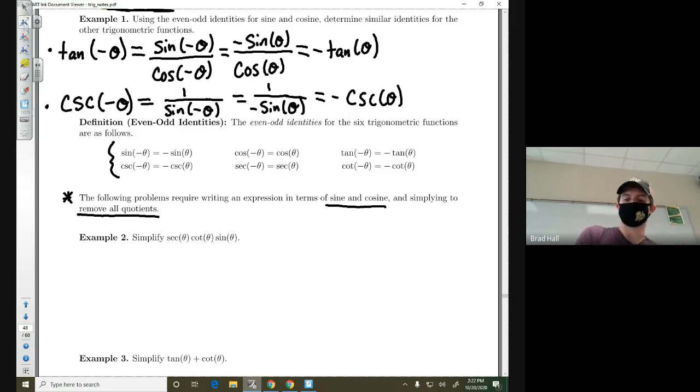So we have this expression, and it just says simplify. What does that even mean? Okay, well, let's look at the footnote. Write an expression in terms of sine and cosine. All right, so let's do that. Secant. How can we write secant in terms of sine and or cosine? Secant is just 1 over cosine.